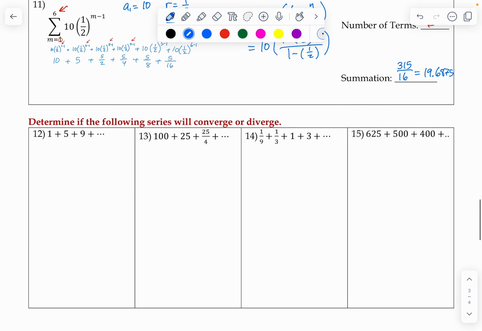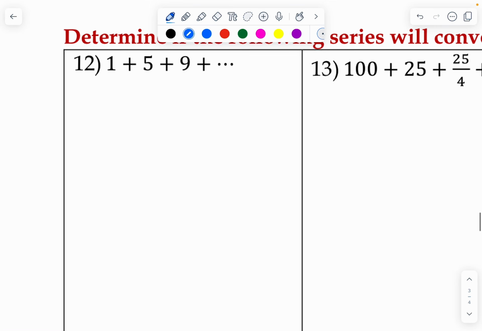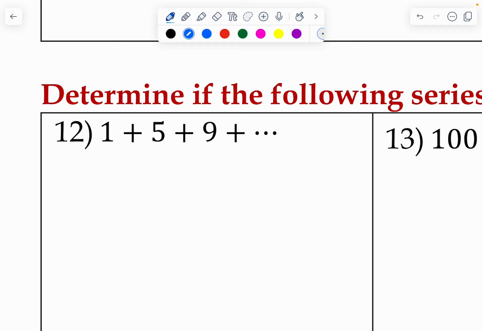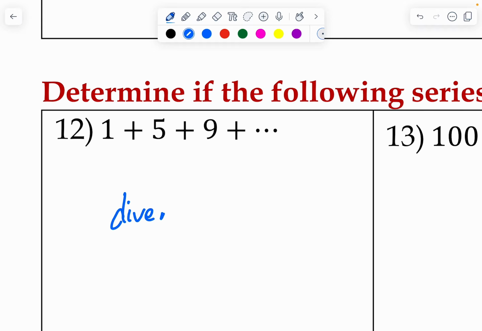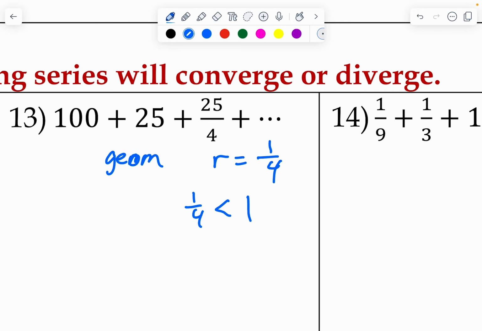Okay, what else do I want to cover? Determine if they will converge or diverge. On this one, if it's arithmetic, as soon as we see arithmetic, it will diverge. And that's arithmetic, with the d value is 4. So on this one, we are taking a fourth, a fourth, a fourth. Oh, okay. This is geometric. Our r value is equal to 1/4. That is, 1/4 is less than 1. So we are good to go. This will converge.